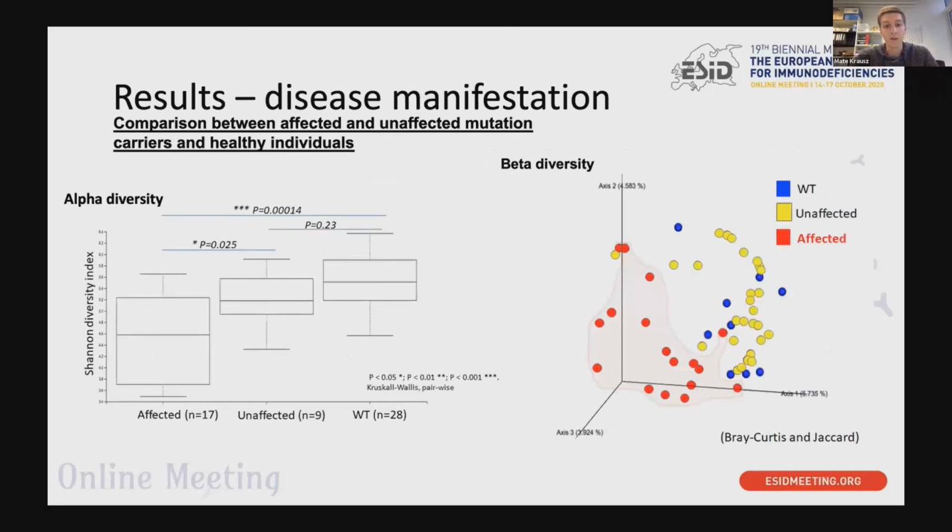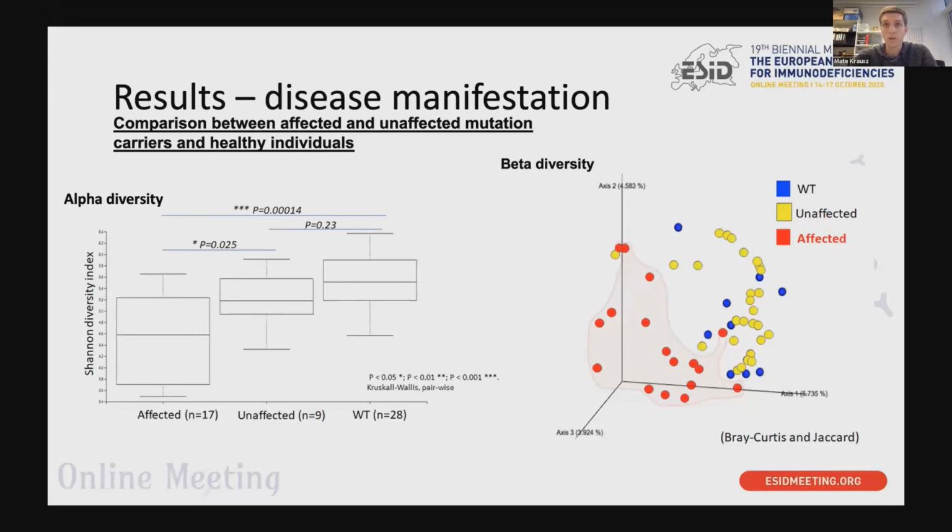To come to the results, we analyzed the alpha diversity in these 3 subgroups, and strikingly we found that affected CTLA-4 mutation carriers had a significantly decreased Shannon diversity index compared to unaffected or wild type, which means the healthy controls. It was also really interesting for us that there was no significant difference in the diversity index between unaffected mutation carriers and the wild-type persons.